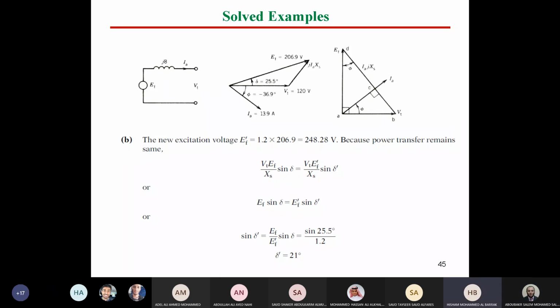I think increase. Exactly. It's already stated, it's increased by 20%. So if the excitation increased, the power angle will be decreased. So this is now logic. The answer here is logic. 21, meaning power angle has been decreased. Fine.